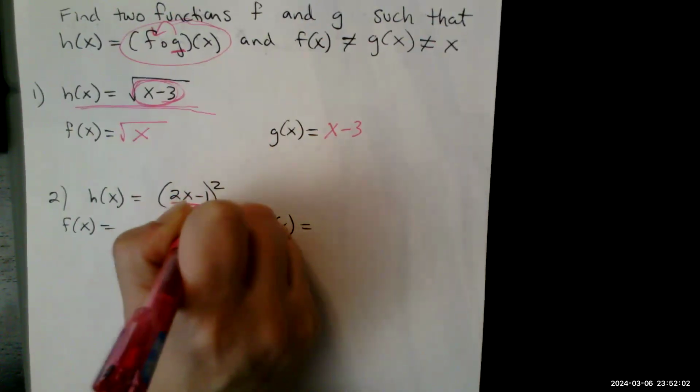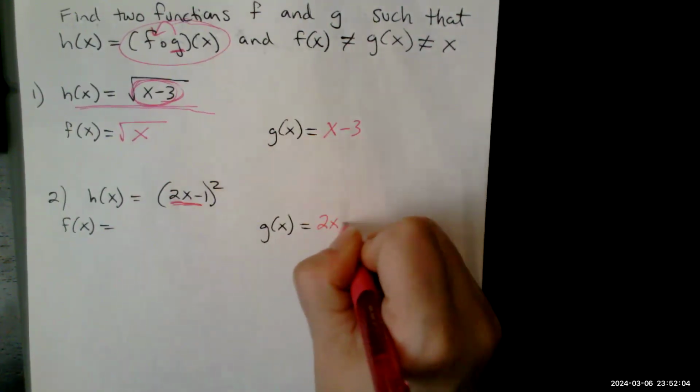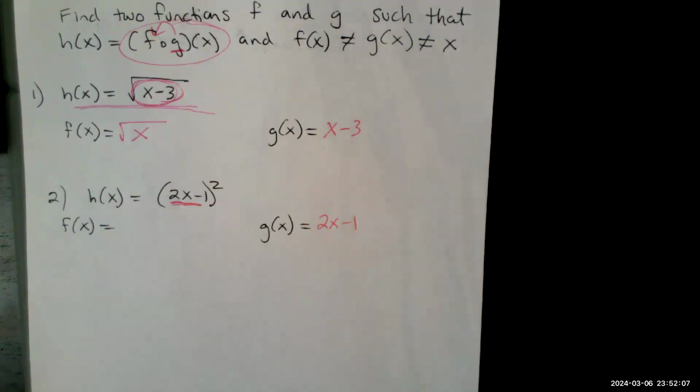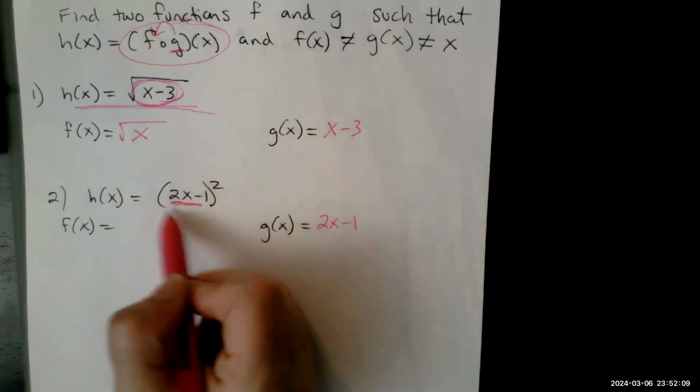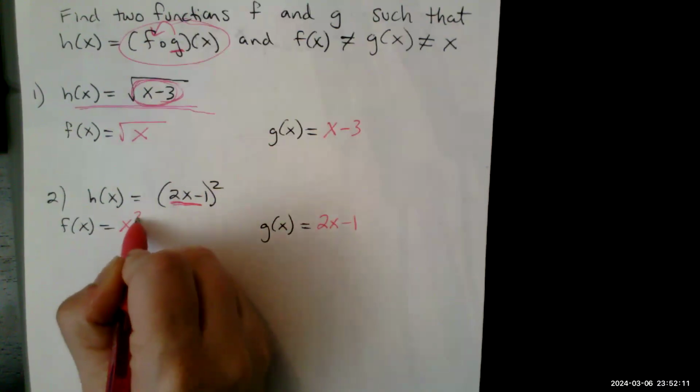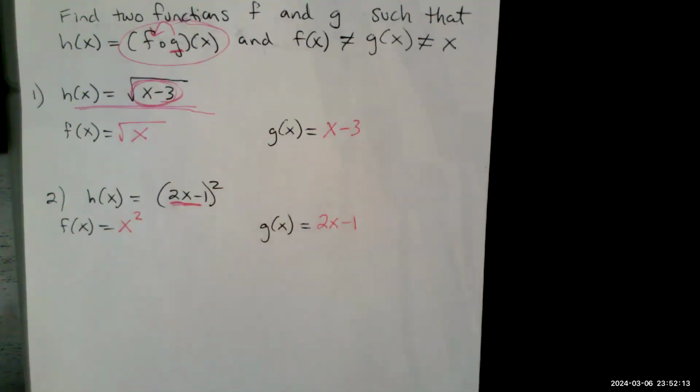Again, I'm going to be lazy, and if I clearly see something inside, I'm going to make that the g. And then what is happening to that is going to be my f.